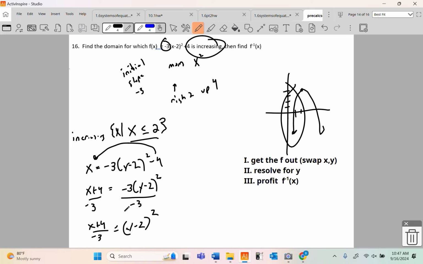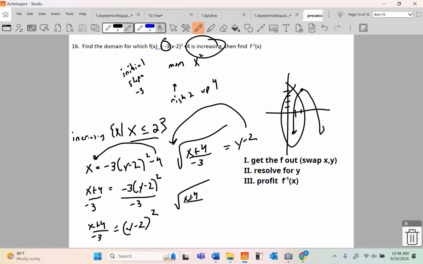The opposite of squaring is to square root. So we take the square root of both sides. And then we add 2. So the root of x plus 4 over a negative 3, and that's all inside the radical, plus 2 is the inverse of f of x. And that thing only accepts values of 2 or less.